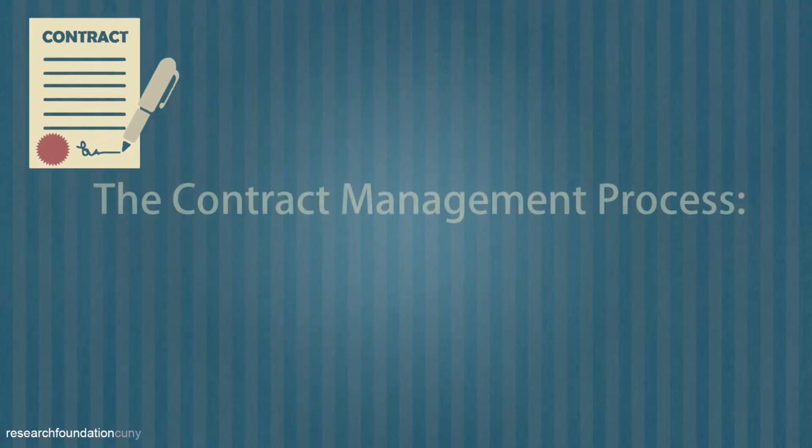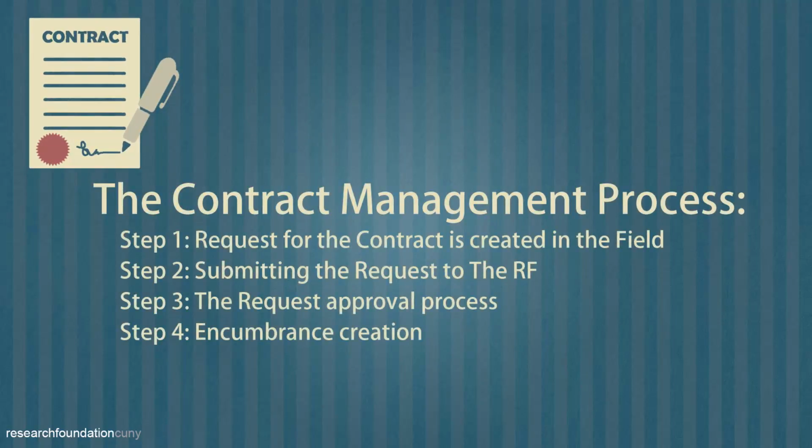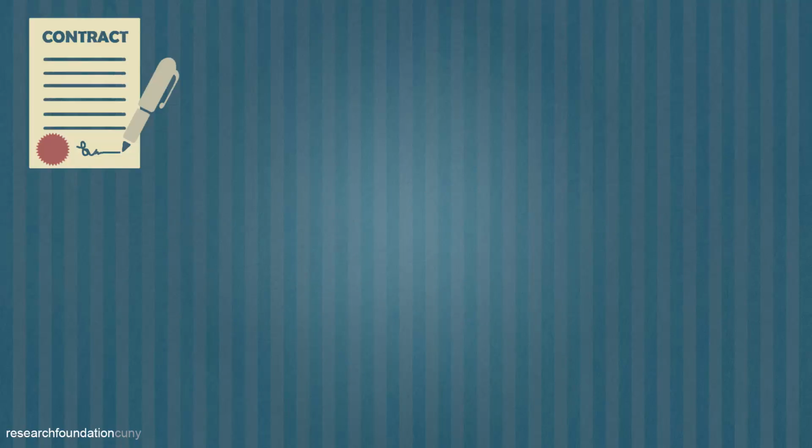Here are the few things that we will cover. Step 1. The creation of a request for a contract in the field. Step 2. The submission of a request to the RF. Step 3. The request approval process. And Step 4. The creation of encumbrance so work can begin. But first, let us take a look at the three different contract types.